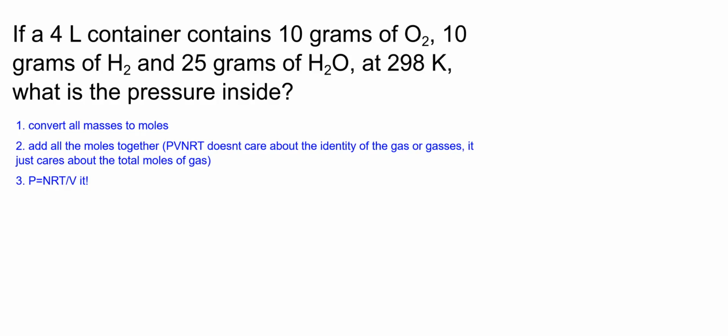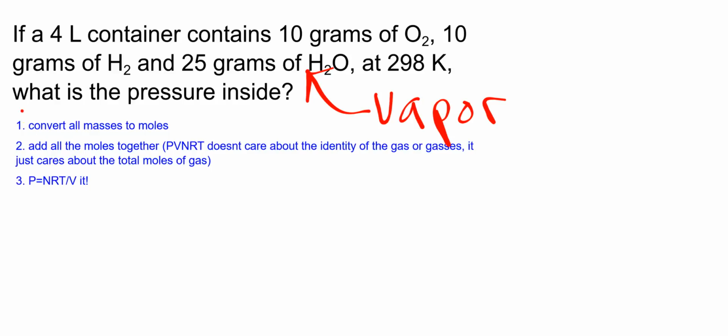So here we go, a practice problem. If a 4-liter container contains 10 grams of O2, 10 grams of H2, and 25 grams of water, and I should have put this in here, we're going to say that's water vapor. That matters a lot because typically when we think of water, we think of it as a liquid. But in these problems it will be pretty clear so that you have an idea of whether you need to use it in PIVNERT or not. Because if it says liquid water, then I don't need to worry about it. All right, so here we go.